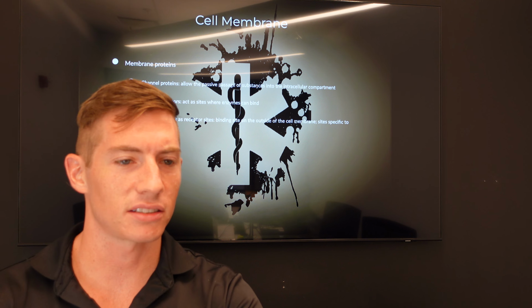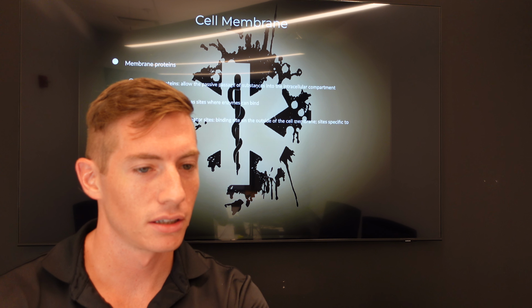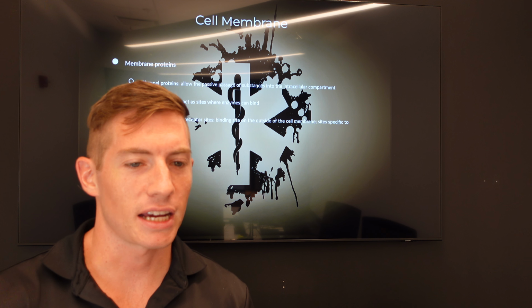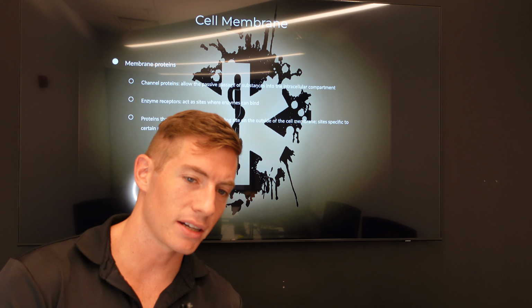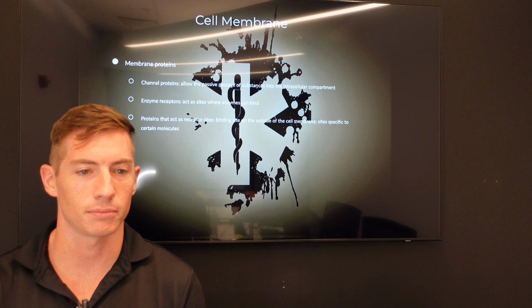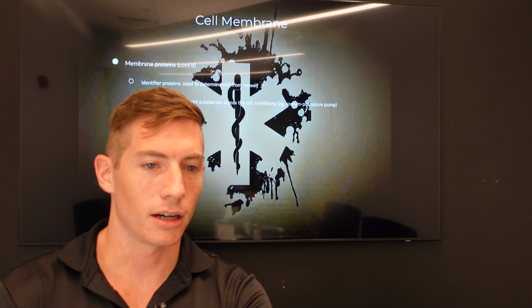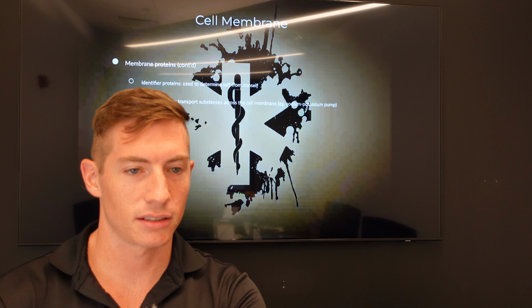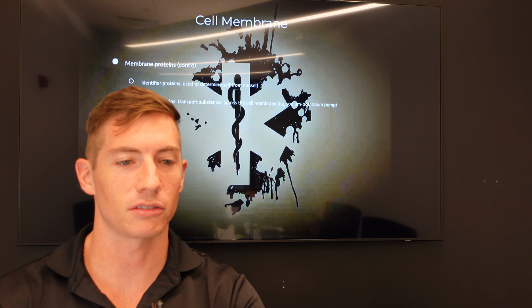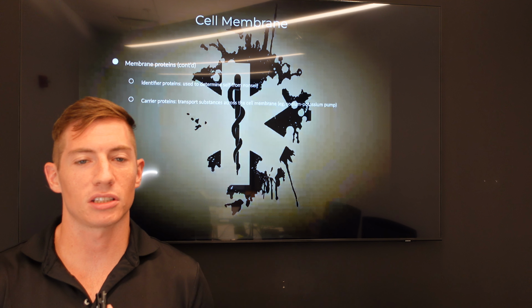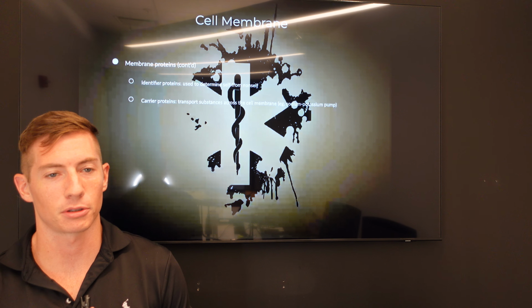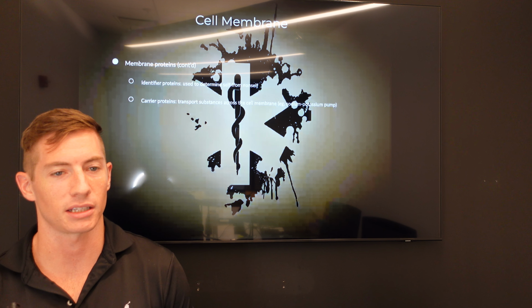This is repeating the same stuff that I just read. Membrane proteins, some attach to the cytoskeleton of the cell and help determine its shape. Others allow tissue to form. Identifier proteins identify the cell as part of a particular organism and are used to determine self from non-self. Carrier proteins bind to, we're just repeating the same thing.